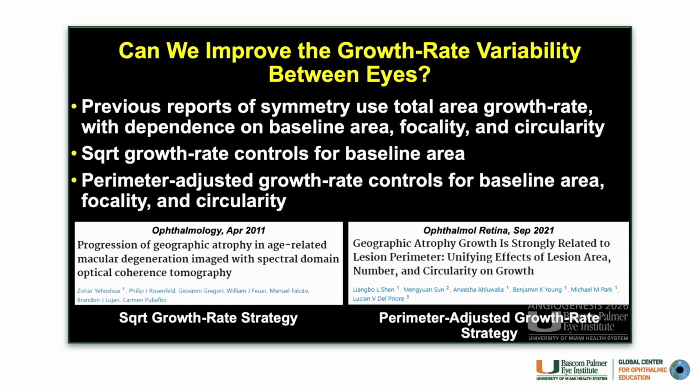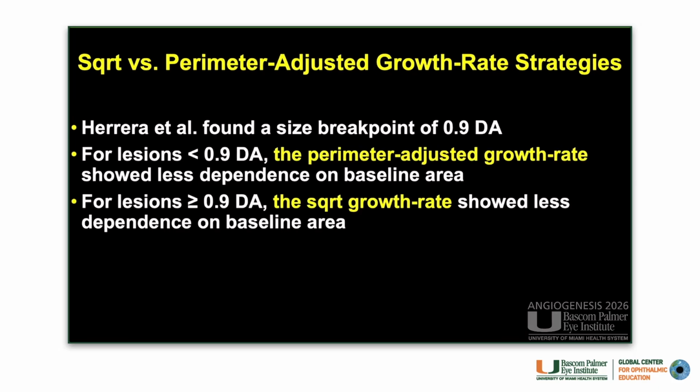More recently, and as you heard in one of the previous talks, Herrera et al. found a size breakpoint of 0.9 disc area. For lesions below 0.9 disc area, the perimeter adjusted growth rate showed less dependence on baseline area. For lesions above 0.9 disc area, the square root growth rate showed less dependence on baseline area.